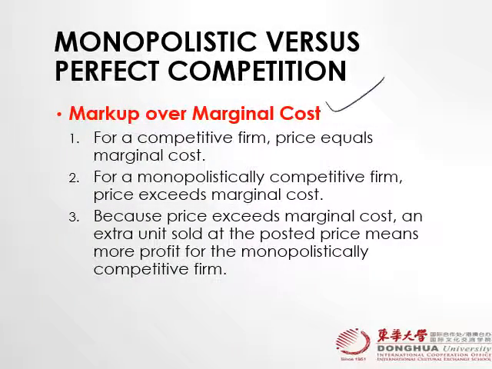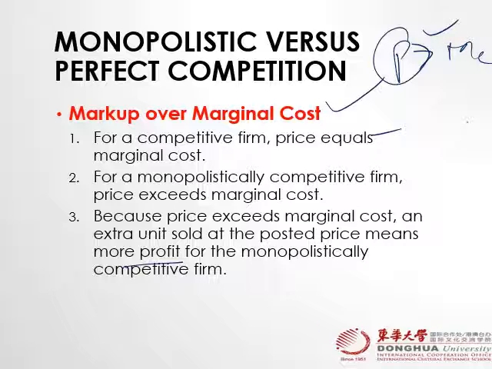Call that markup over marginal cost, which means price greater than MC. So a perfectly competitive firm has price equal to MC. For a monopolistically competitive firm, price exceeds marginal cost. Because price exceeds marginal cost, an extra unit sold at the posted price means more profit for the monopolistically competitive firm.